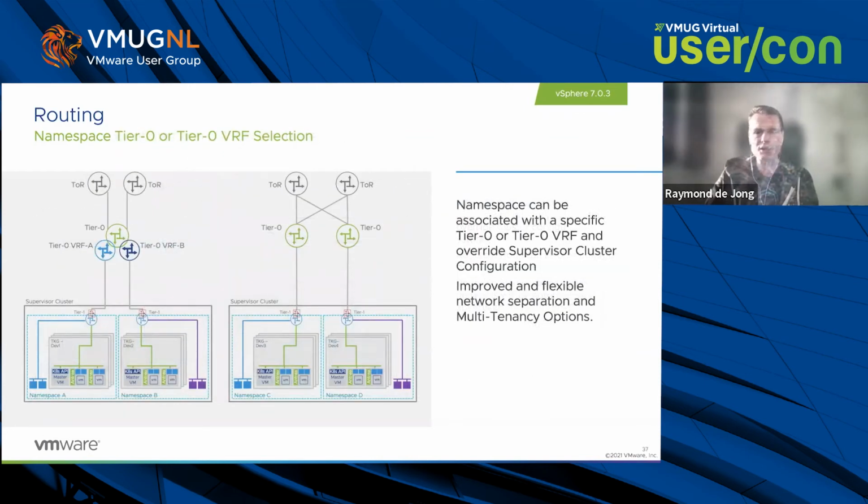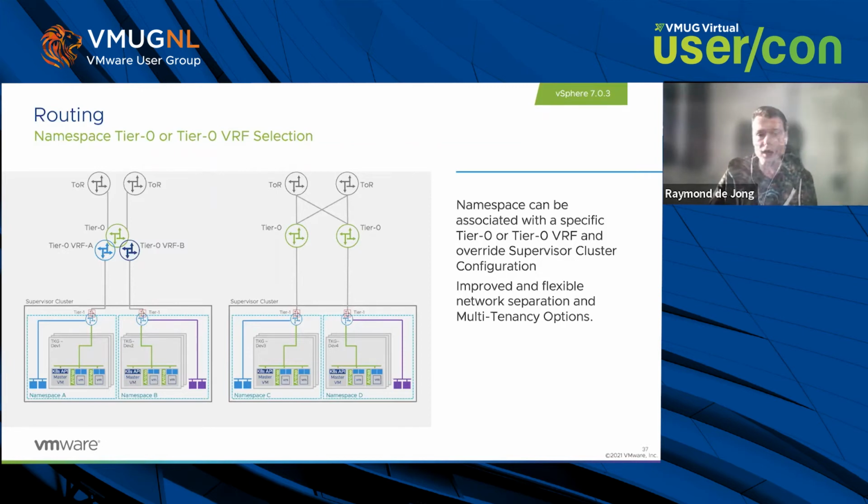And then on the namespace level, you can also override the cluster settings, which enables you to select on a namespace level the connectivity to a given tier 0 or tier 0 VRF. So in this diagram, we have 2 supervisor clusters. The supervisor cluster on the left has namespaces configured, and in this case, each namespace connects to a dedicated tier 0 VRF. So this is a clear multi-tenant example where each namespace maps to a tier 1 gateway and connects to a dedicated tier 0 VRF on the tier 0.